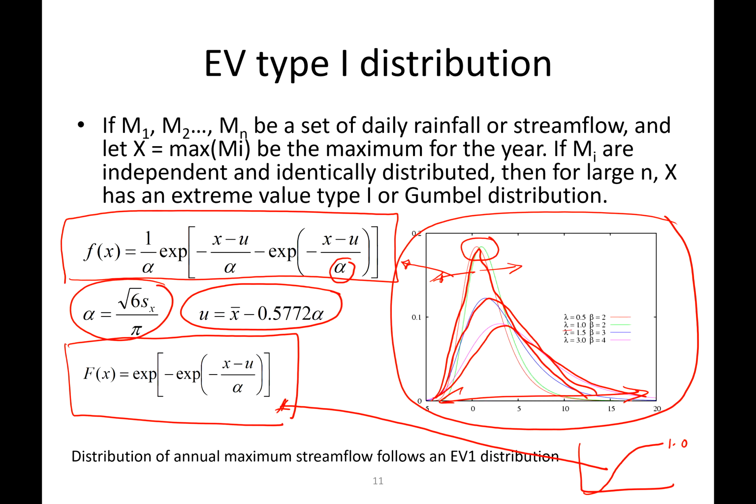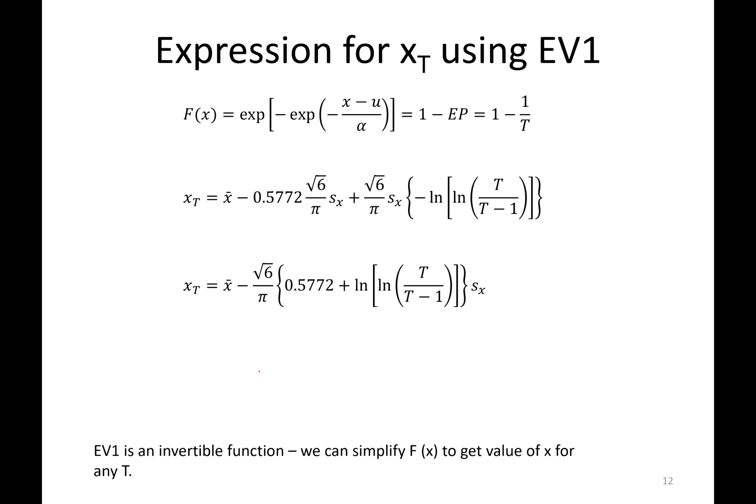Okay, so again, the question is, if you are going to use the EV1 distribution, how do we get flow corresponding to a certain return period? So let's see how we can do that. Now let's say I'm interested in a flow corresponding to a certain return period, which is T. So this is the expression that we have for the cumulative density function, F(x).